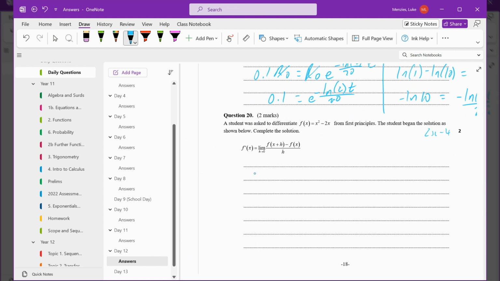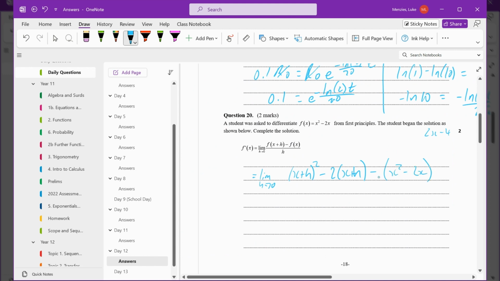So the derivative equals the limit. Yes, you must put the limit as h approaches 0 in there. And then we're going to say x plus h squared, because I'm replacing where I see the x's with x plus h, minus 2 lots of x plus h. And I'm going to minus the function itself, which is put in brackets x squared minus 2x.